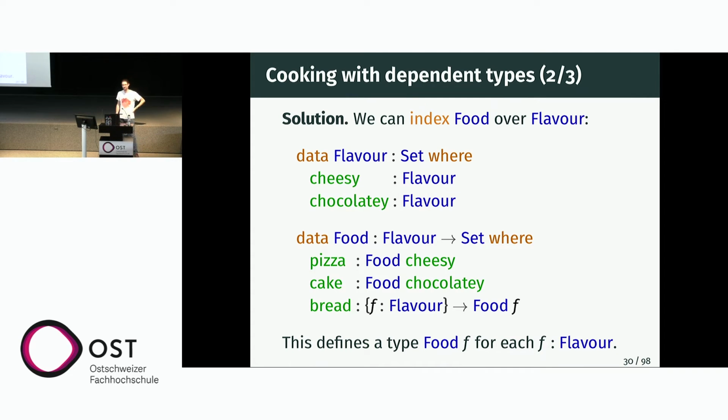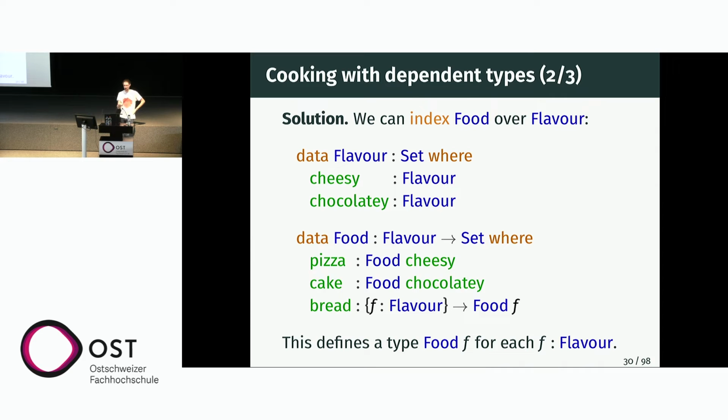Yes. I have a question about your bread example. Suppose your bread type was not the one that you've given here. Suppose you gave bread an extra parameter for proof that F is not cheesy. How would that impact what you write in the definition on the following slide?